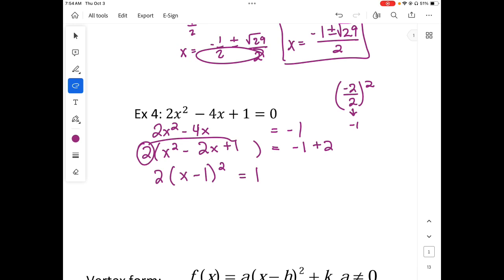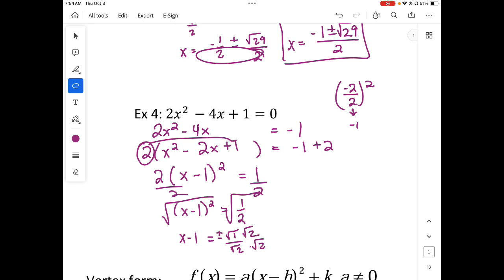All right, let's keep on working this out. I'm going to divide by 2. I get x minus 1 squared equals 1 over 2. Take the square root. x minus 1 equals plus minus square root of 1 over square root of 2. I want to rationalize that denominator, so I'm going to multiply by square root of 2 over square root of 2. I'm also going to move this guy over. So I get x equals 1 plus minus square root of 2 over 2.